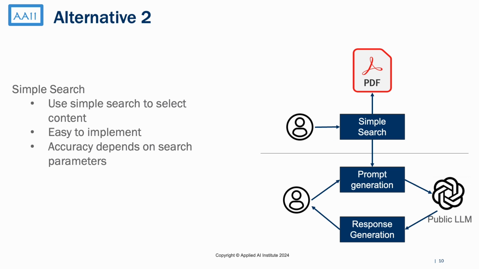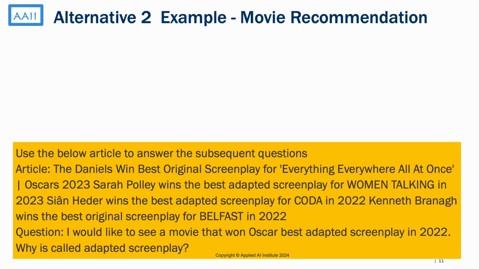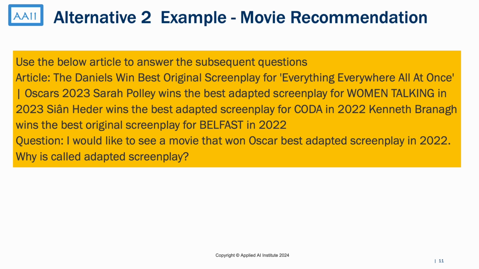For instance, if a user is seeking information about the best screenplay winner at the 2023 Oscars, you could use keywords such as screenplay, Oscar award, and 2023 to search within the document. This will result in a subset of the document that is provided to the LLM along with the question.